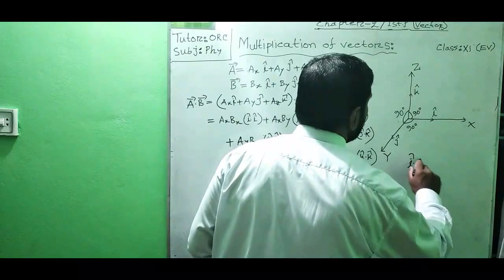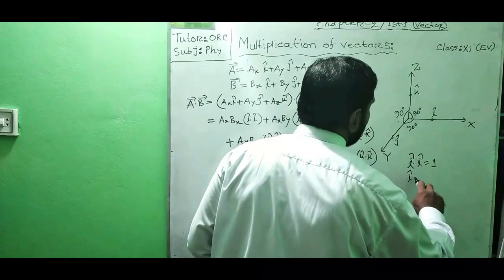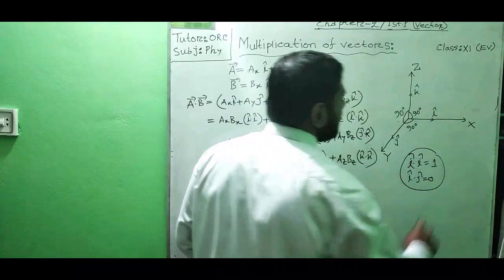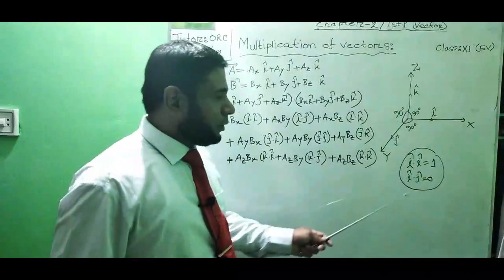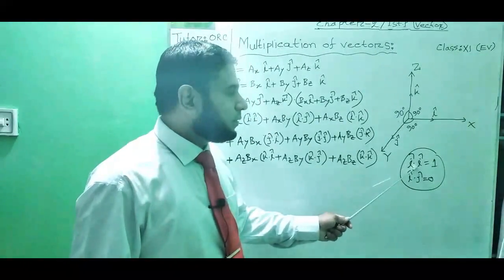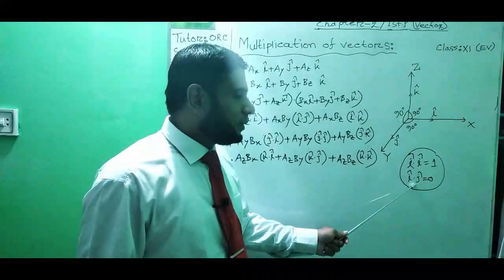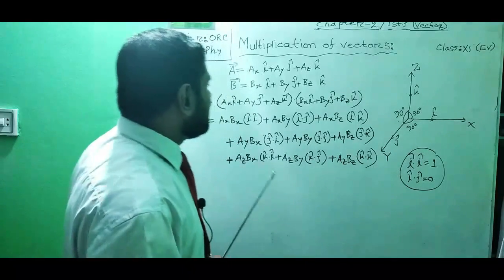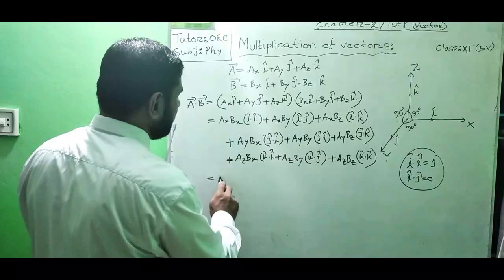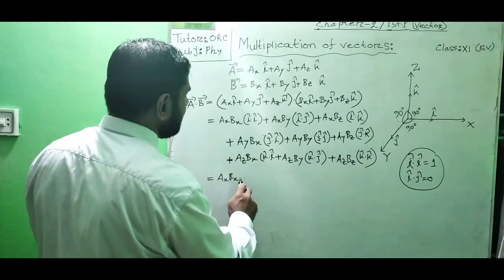We have already discussed it in this way. Suppose î·î, the value will be 1. Suppose î·ĵ, the value will be 0. In a similar way, it is also applicable for the other vectors. So when we multiply two same unit vectors, the value will be 1, and for different unit vectors, the value will be 0. So now let us substitute the values here. Here aₓbₓ is a scalar quantity, so no problem. We can easily write the value aₓbₓ here.